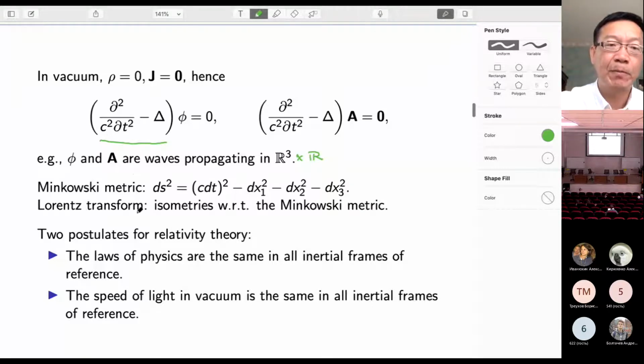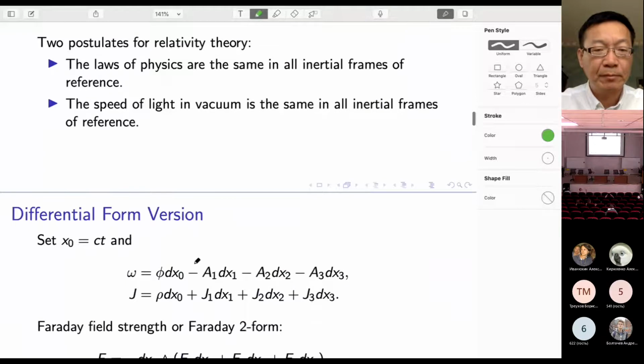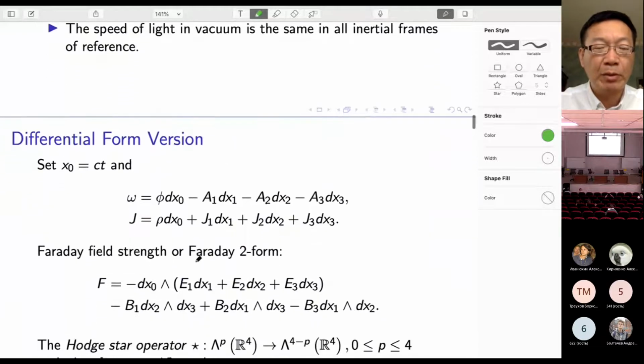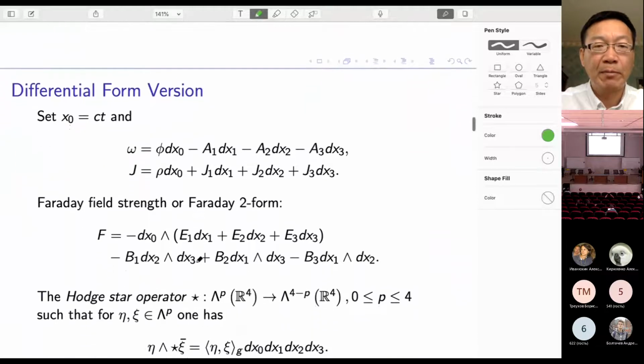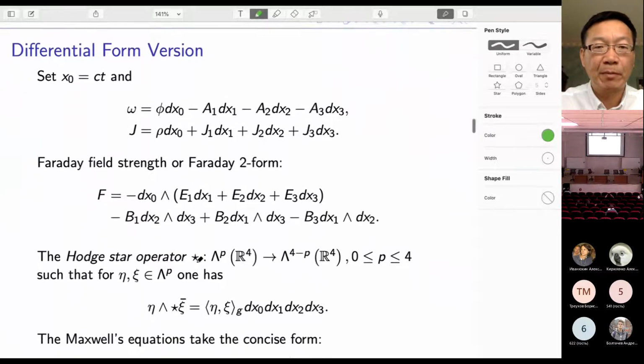Okay, so from here, we understand that the speed of light in vacuum is the same in all inertial frames of reference. So from here, we can see clearly that the Maxwell equations basically set the foundation for relativity theory. Okay, so now we would like to have a differential form version of the Maxwell equations.